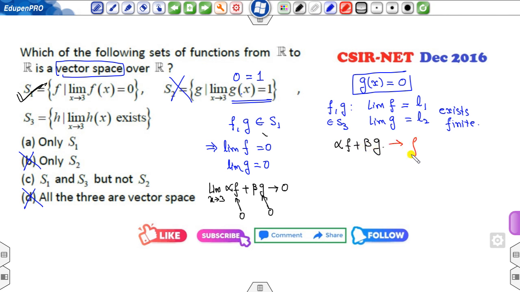Again, it is finite, because if you take the limit on both sides, this is L1 and this is L2, so the limit is finite. Once this is finite, yes, it is a vector space. So that means only S1 is cancelled. The right option is C.